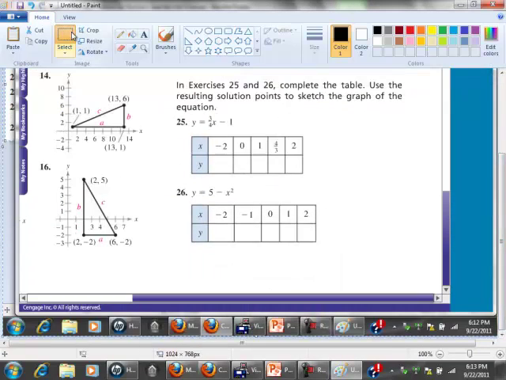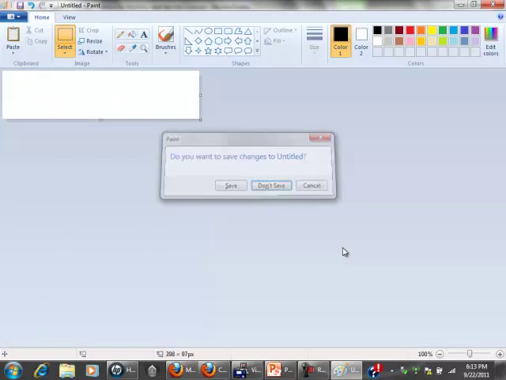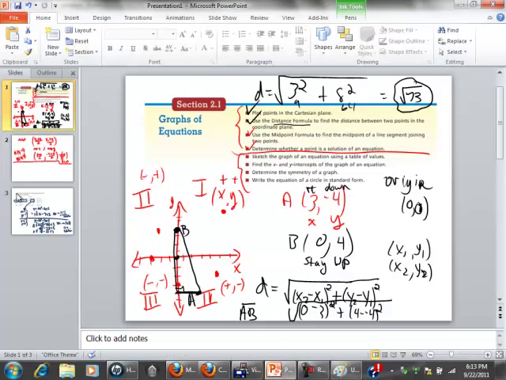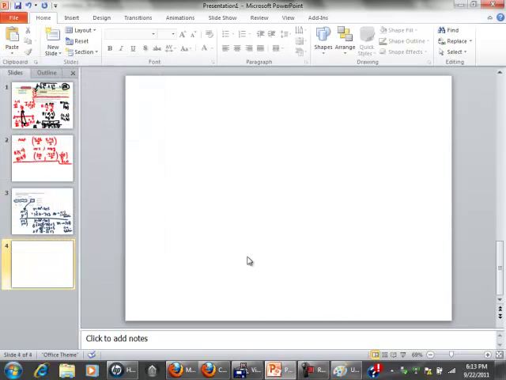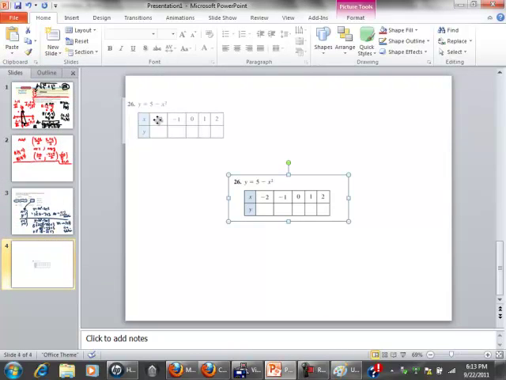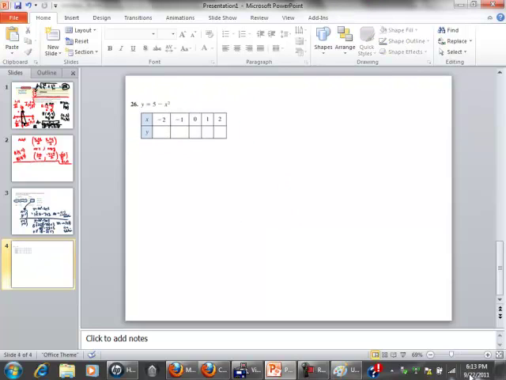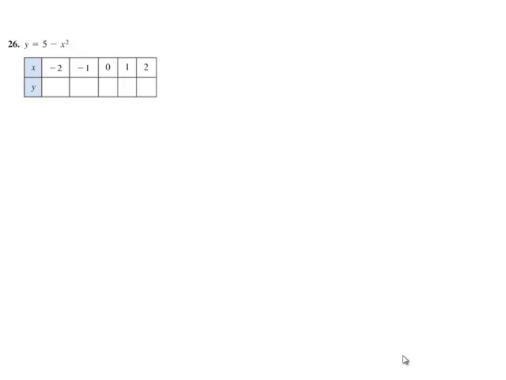So, let's grab that question. Okay. So y is 5 minus x squared. Here's some x's. They chose them for you. We could have easily chosen them ourselves. And they're asking us to go figure out what the y values are and then plot them.